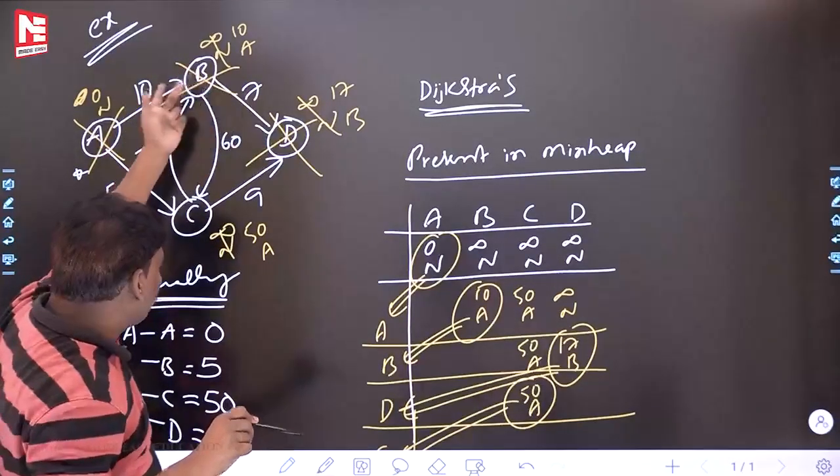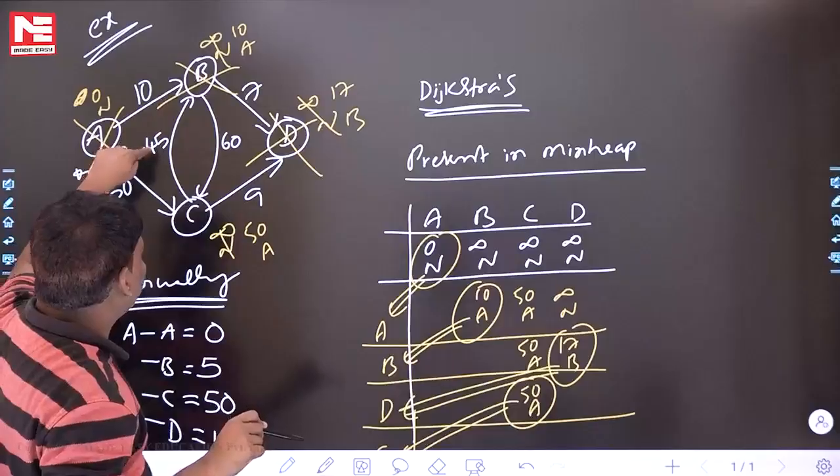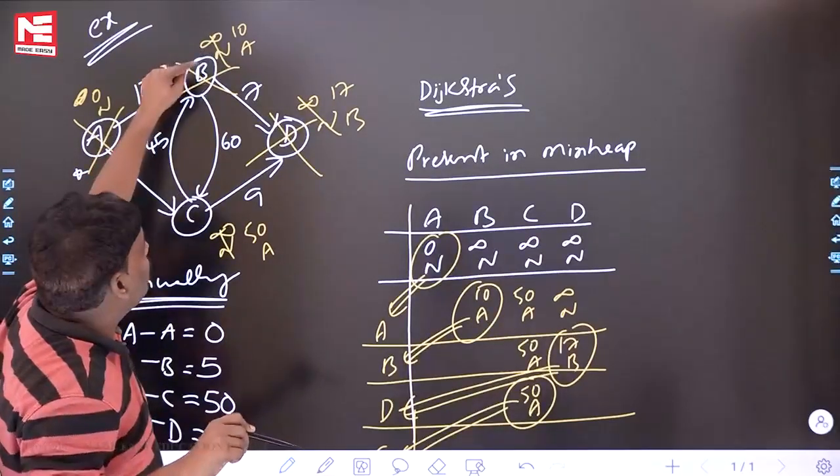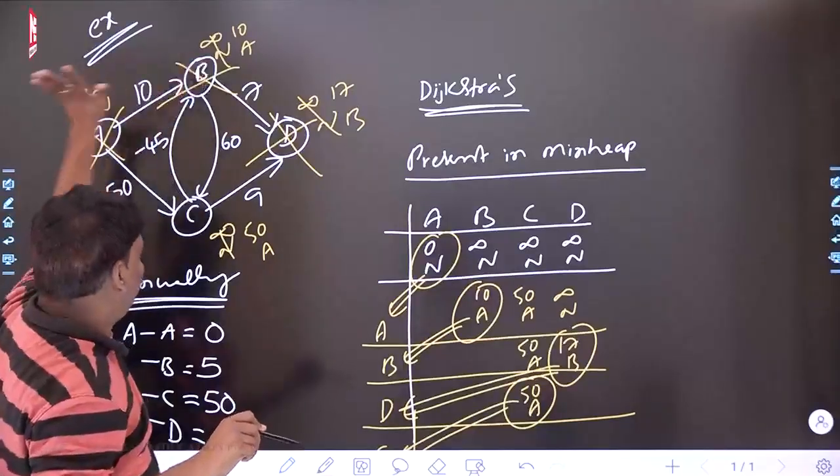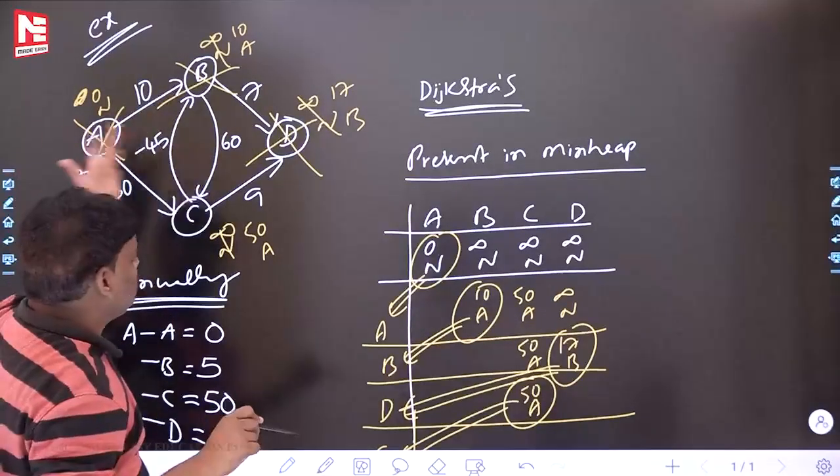But if you don't do it, what is the problem? 50 minus 45 is going to be 5. The actual answer is 5, but Dijkstra is saying that they are already over, don't do. Because of that reason, this fails.